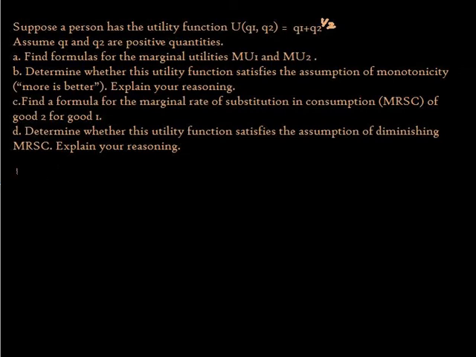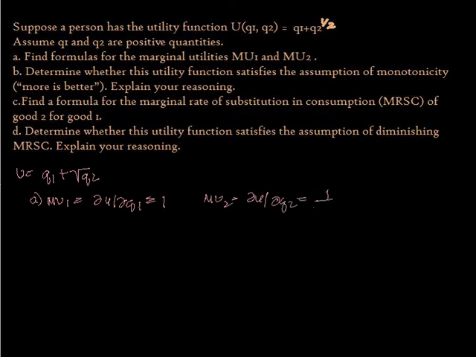Now suppose our utility function, which is given to us, is q1 plus root of q2, which is of the quasi-linear kind. You need to find out, in part A, the marginal utilities of 1 and 2. So MU1 is equal to del u by del q1, which in this case is 1, and MU2 is del u by del q2, which in this case is 1 upon 2 root q2.